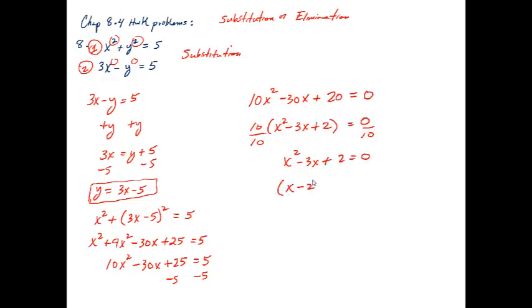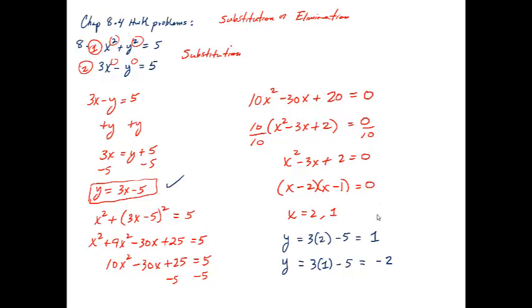That factors into x minus 2 times x minus 1 equals 0. So x is equal to 2 as well as 1. Notice I'm dealing with a square, which means I should have two answers for x. Now once you find x, you plug it back into any equation to solve for y. I'm going to use this one right here. So I have y equals 3 times 2 minus 5, which is 1, and y equals 3 times 1 minus 5, which is negative 2. Okay, so my answers are (2, 1) and (1, negative 2).